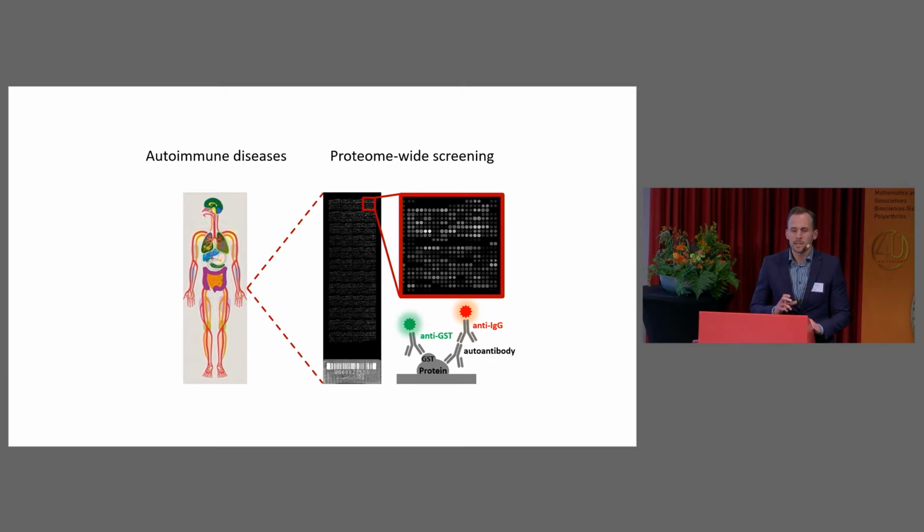We have this array, a conventional microscopic glass slide, that we incubate with patient or control serum. If there are autoantibodies present in the sample, they will bind to proteins on the array, and we can detect them using a secondary fluorescence-labeled antibody. We scan the array and retrieve the signal for each of these 20,000 proteins, covering a majority of the protein-coding genes in human.